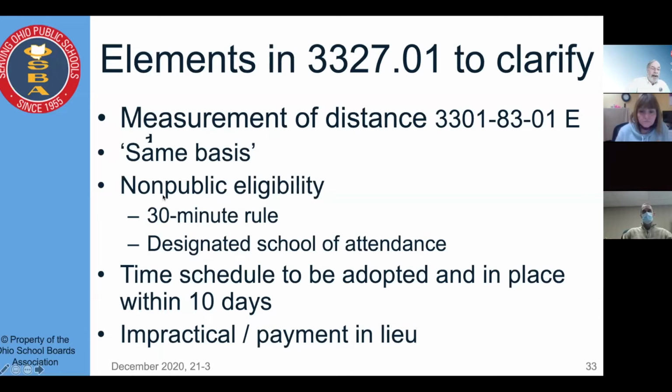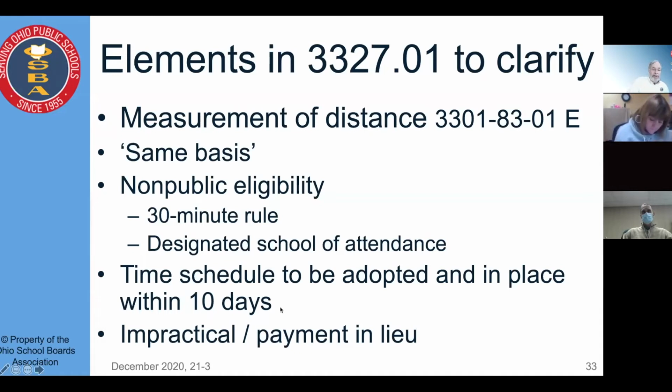Now, for non-publics and community school, I need to amend the slide, sorry about that. We have what we call a 30-minute rule. In the 30-minute rule, it says that if a child elects to attend a school that's more than 30 minutes away from their district school of attendance, you don't have to bus them. I will share with you the exact language on that when we get into the administrative code. So there are some carve-outs.